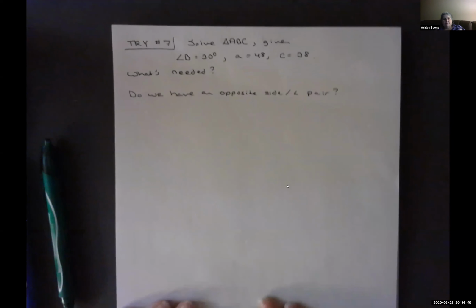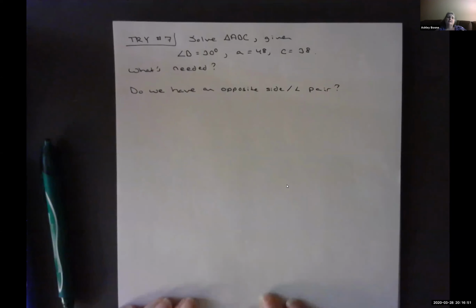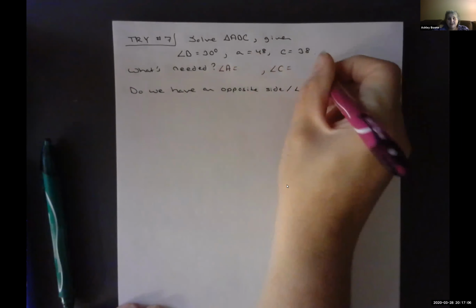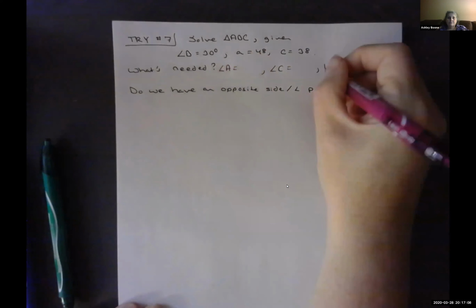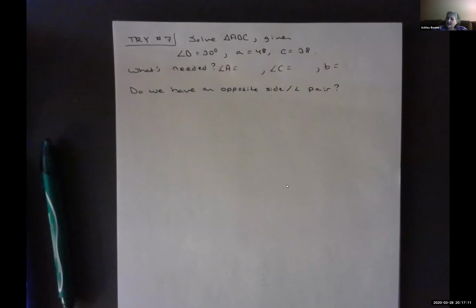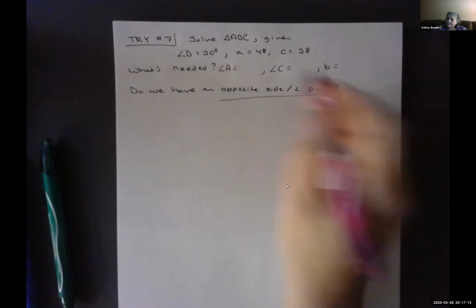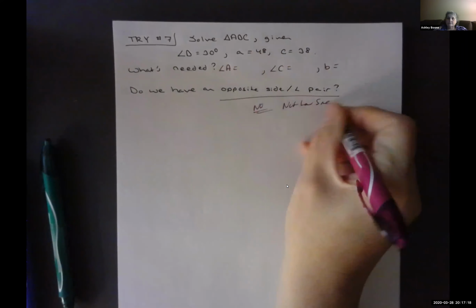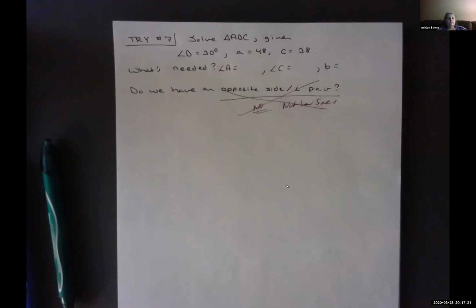Solve triangle ABC given the angle B is 30 degrees, side A is 48, and side C is 38. We want to solve the triangle. So what's needed? We only know angle B. So we're going to need angle A, we're going to need angle C, and we know sides A and C, so we need side B. Do we have an opposite angle side pair? Nope. So this one's not going to be my law of sines. Okay. So I'm going to do law of cosines.